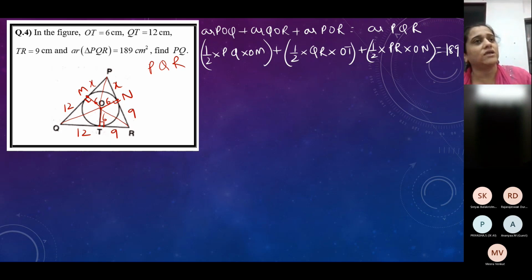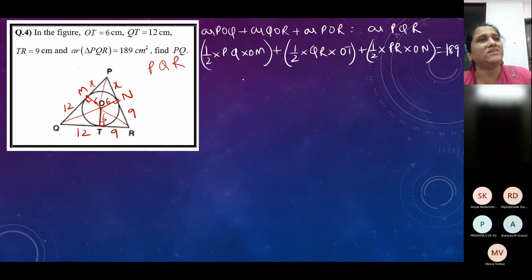Is this understood? So how much is the base PQ? X plus 12. How much is the base QR? 21. How much is the base PR? X plus 9. And what about the altitudes of the 3 triangles? All of them are 6. All the altitudes are 6. So now let's continue with this one.